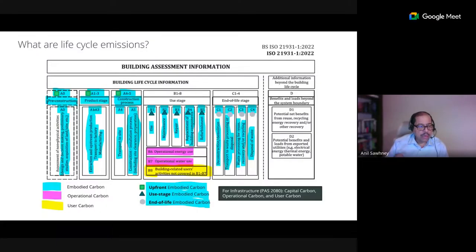A1, A2, A3 are product stage. You will notice that I'm using a light blue color to further help you understand the various information modules. The light blue color stands for embodied carbon. So all light blue is called embodied carbon, which we just described. The pink, magenta, purple, whatever you want to call it, B6, B7 that you see in the middle of the slide is your operational carbon. User carbon is B8, and I've highlighted that in yellow.